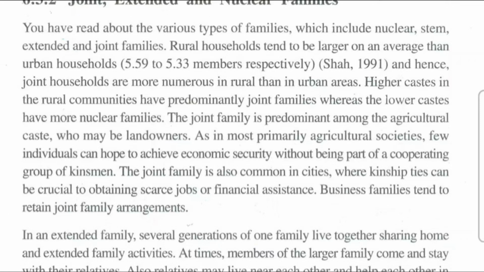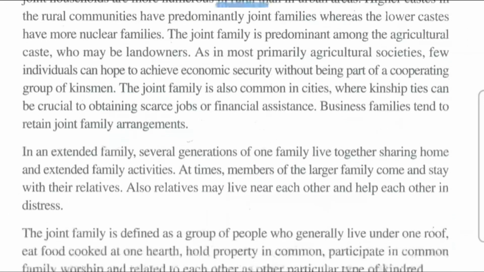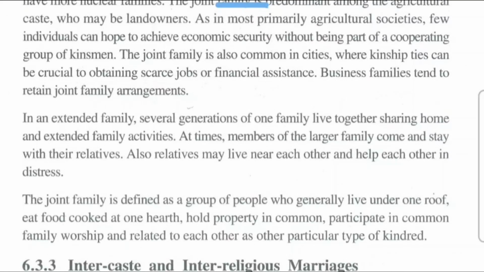The joint family is predominant among the agricultural caste, who may be landowners. As in most primarily agricultural societies, few individuals can hope to achieve economic security without being part of a cooperating group of kinsmen. The joint family is also common in cities, where kinship ties can be crucial to obtaining scarce jobs or financial assistance. Business families tend to retain joint family arrangements.